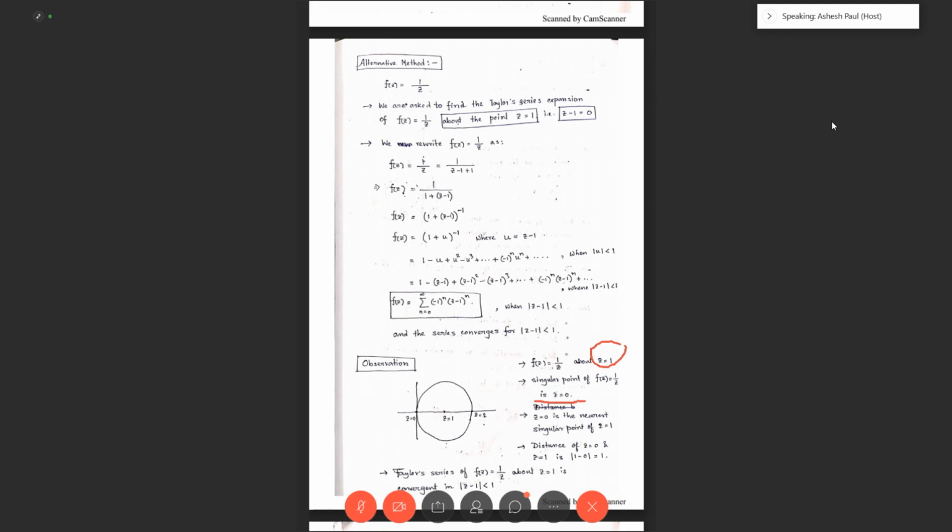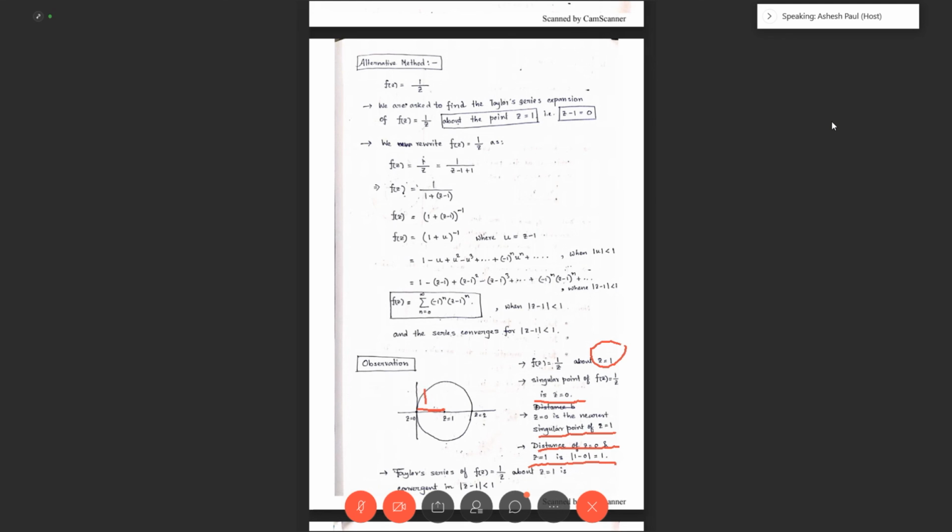And z equal to 0 is the nearest singular point to z equal to 1. So the distance between z equal to 0 and z equal to 1 is 1 minus 0, that is 1 unit. So we have to find the Taylor series about the point z equal to 1. See the diagram: z equal to 0 is the nearest singular point to z equal to 1, and the distance between them is 1 unit.